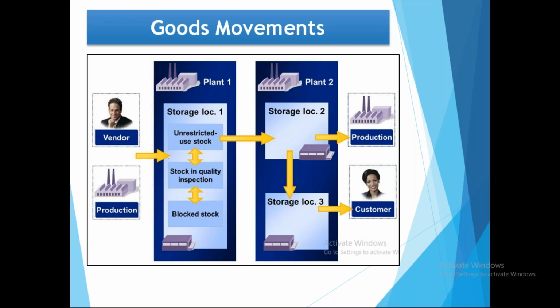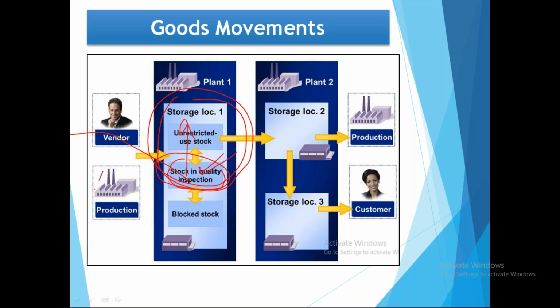So one is you have a plant. External goods movement means you receive the material from the vendor. This is an external movement. Now when you receive the material from the vendor, you put it in the stock in quality inspection. Then once the stock is inspected, you will move it to approved stock. So this is the internal goods movement.